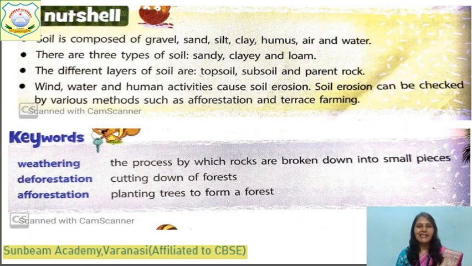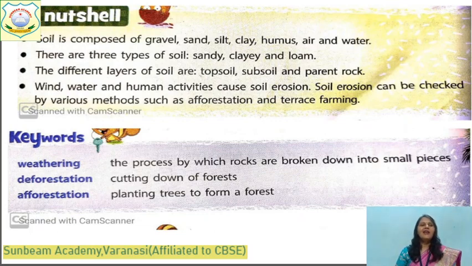Children, soil is composed of, means it is made up of, how many things? Gravel, sand, silt, clay, humus, air, and water. By mixing these things we get soil; these are the components of the soil. When you mix soil in water, you will be able to see all these components. And you all know that there are 3 types of soil: sandy soil, clay soil, and loam. And the different layers of soil are topsoil, subsoil, and the parent rock.